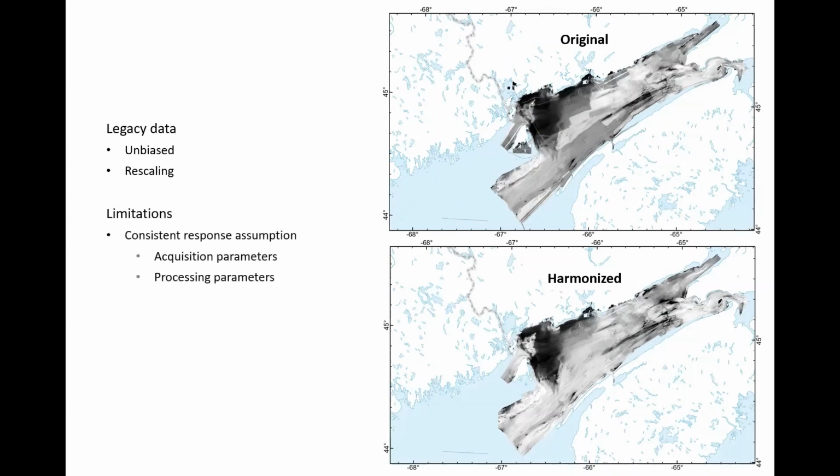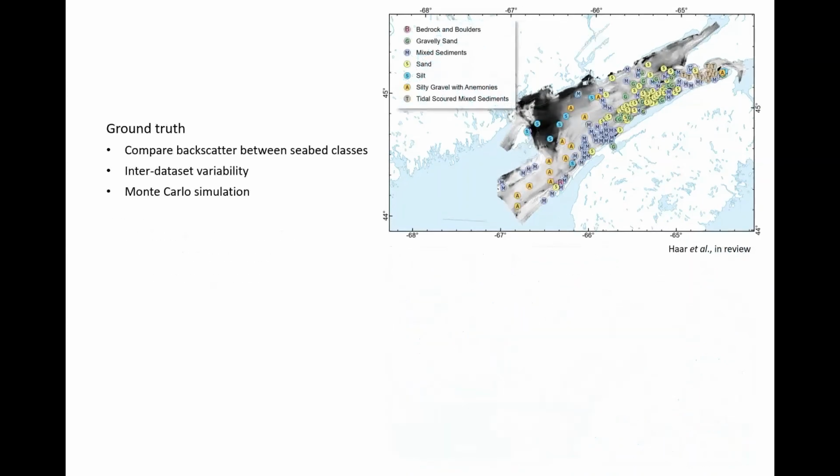Limitations. Obviously, we're assuming that all of these data sets have backscatter measurements that represent the same substrate properties, which is a pretty big assumption if you've got different frequencies and different vessels and all this stuff that could actually map to different seabed properties. So we really need to ground truth a big map like that, and that's what we've tried to do a little bit.